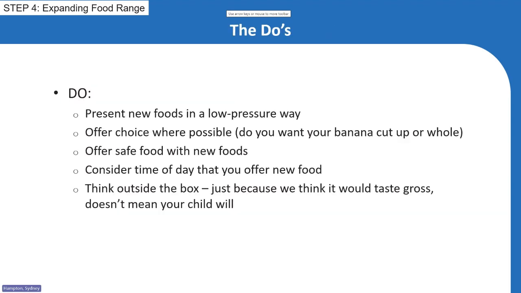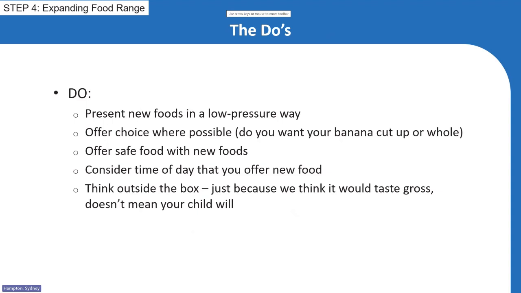For do's and don'ts for meal planning, we want to look at the do's for presenting new foods in a low pressure way. We want to offer the child foods that they can explore at the meal times, but don't always have to eat, especially if it's brand new to the child. We want to look at offering choice when it's possible. When you offer that choice, that autonomy might help the child feel more confident with trying the new foods. So with a new food, we might, if it's a banana, ask, do you want your banana cut up or do you want it whole? We want to look at offering safe foods with the new foods.